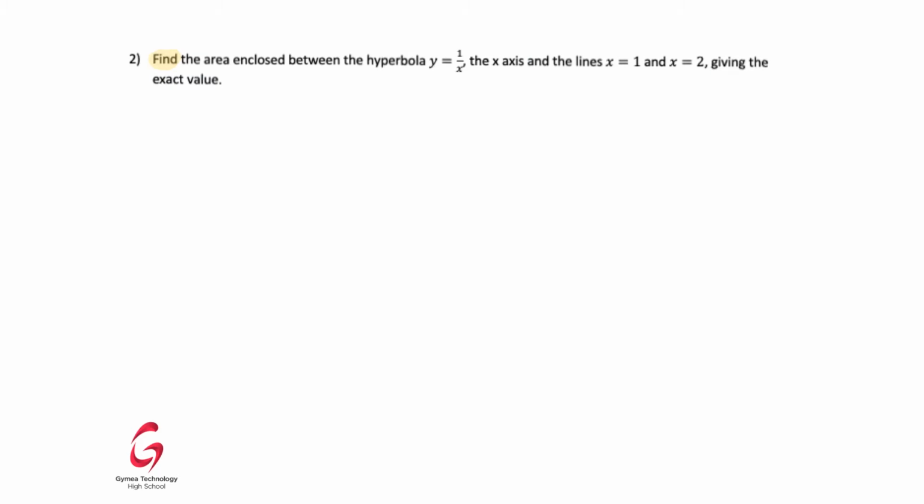Okay, with example number 2, we're going back to finding areas enclosed between this hyperbola, y equals 1 over x, and the x-axis and these lines x equals 1 and x equals 2. And then we've got to make sure we're giving the answer as an exact value. So what do we think that exact value might mean? Yeah, it means not putting it into our calculator and leaving our answer in log form.